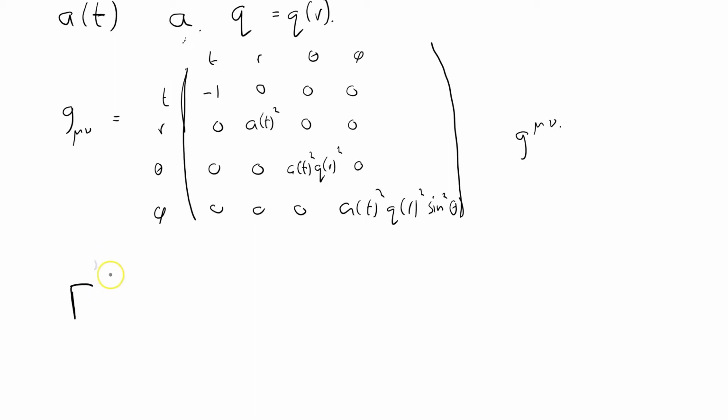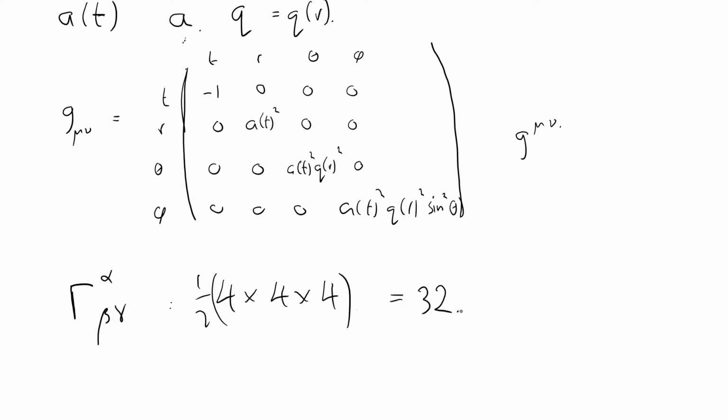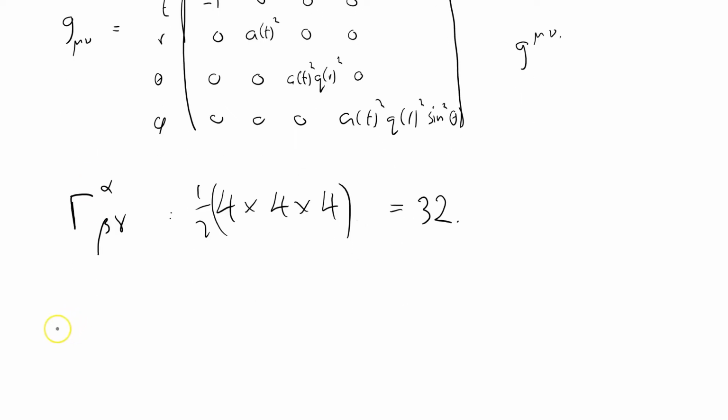We've got Christoffel symbols, I'll say alpha, beta, gamma, and we've got, of course, 4 times 4 times 4. We've got 1, 2, 3 factors of 4 there, because we've got 3 indices, and it's a half of that because we are assuming symmetry in the lower 2 indices, which corresponds to 32. What I'm going to do is to evaluate 1, just to say how it works, and then I'm going to use a computer algebra system. So, the one I've chosen to evaluate is this one, gamma T R R.